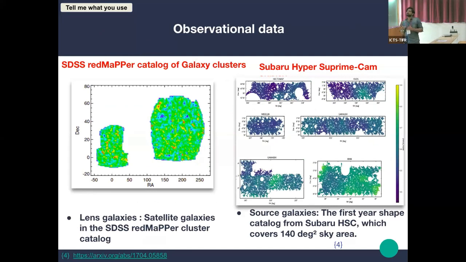Since you want to do lensing, you need something to act as a lens and something as a source. The distortions on the images of background galaxies give you the information of mass, and you are interested in understanding how the mass around satellite galaxies is affected. So you use the satellite galaxies as lens galaxies. We select these galaxies from a cluster finding algorithm, RedMapper. The source galaxies, on which the distortions are imprinted, are galaxies from year 1 data of Hyper Suprime-Cam.